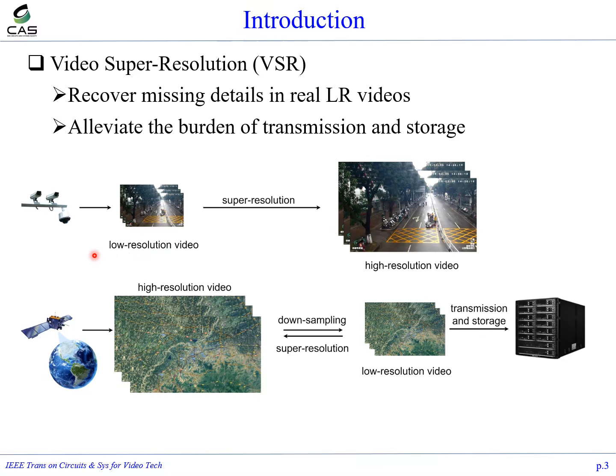Typically, there are two application scenarios for video super resolution. First, for real low-resolution videos, it can recover the missing details like small objects in the surveillance. Second, for systems with HD imaging capability like satellite, it can alleviate the burden of transmission and storage by compressing the downsampled videos, and then upscale the downsampled videos when needed.